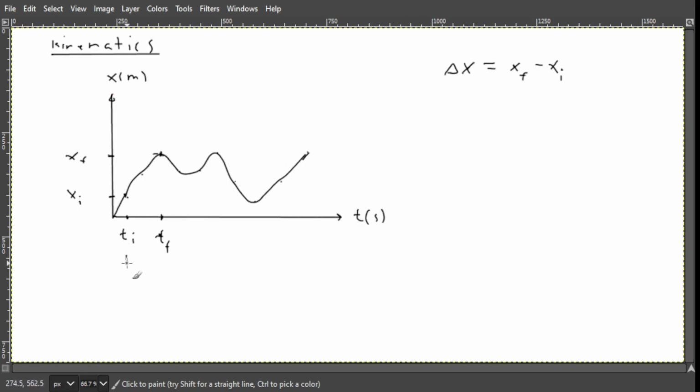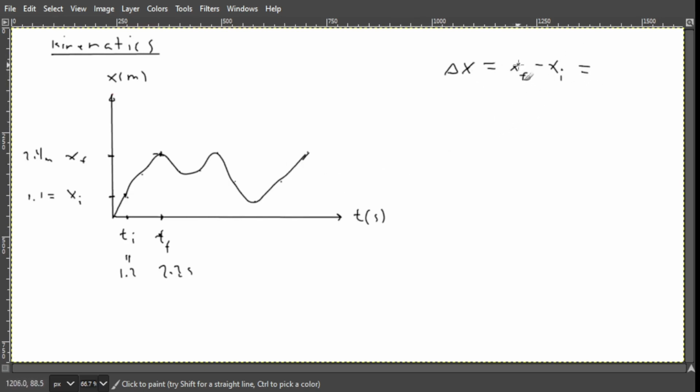Maybe this is a time equal to, say, 1.2 seconds, and then this time, say, is equal to 2.2 seconds, for example. And maybe here x is equal to 1.1, and over here, say, x is equal to 2.4 meters. So in this particular case, what would the delta x be?